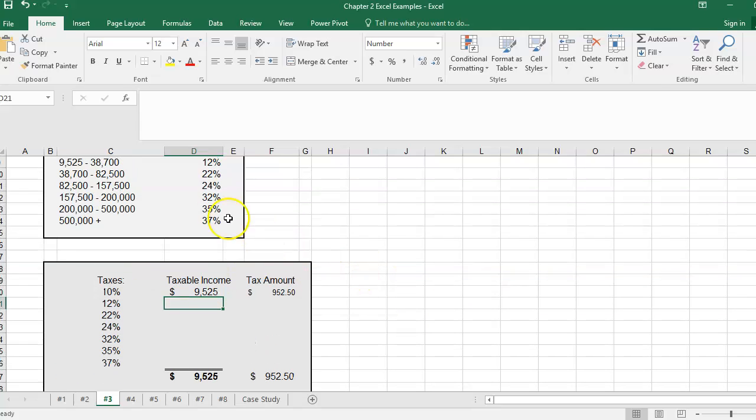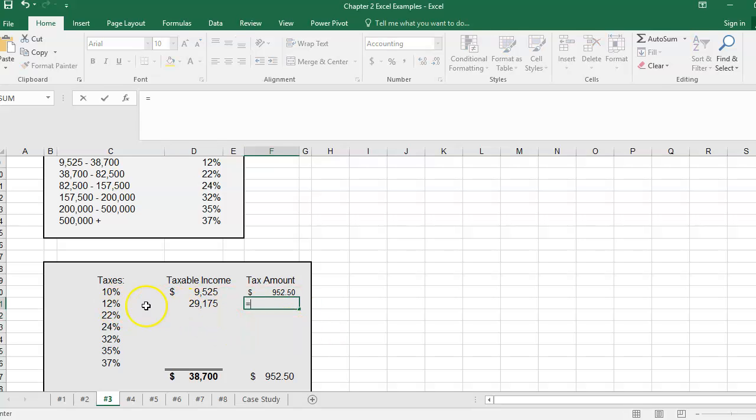Next, up to $38,700, we pay 12%, but we don't pay on any income we've already been previously taxed on. So the top of our threshold is $38,700, and we're going to subtract the income we've already been taxed on. That leaves us with $29,175, and we pay 12% on that portion of our income.